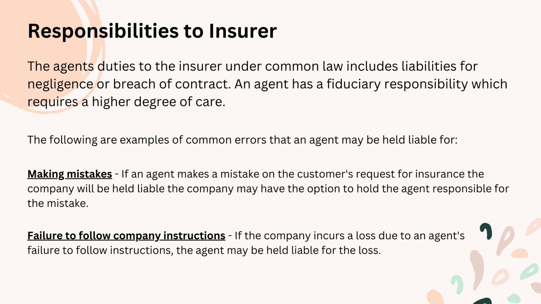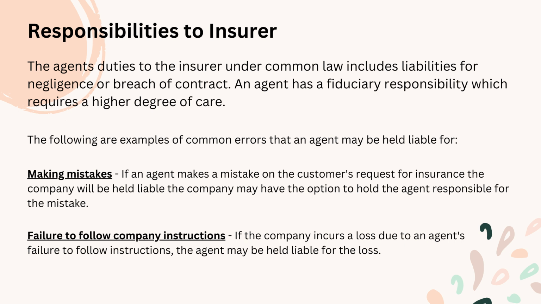Responsibilities to insurer. The agent's duties to the insurer under common law include liabilities for negligence or breach of contract. An agent has a fiduciary responsibility which requires a higher degree of care. The following are examples of common errors that an agent may be held liable for. Making mistakes. If an agent makes a mistake on the customer's request for insurance, the company will be held liable. The company may have the option to hold the agent responsible for the mistake.